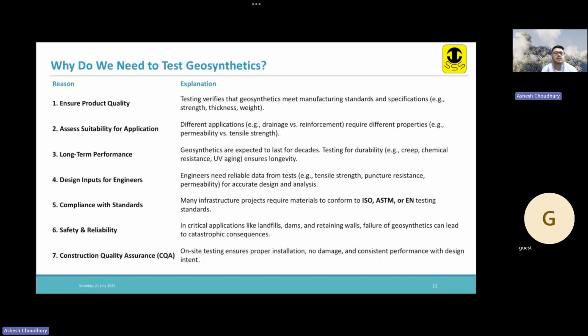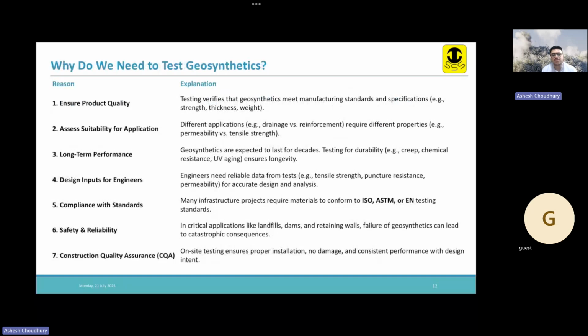Then you have to check the long-term performance. Geosynthetics are placed on the site, and they are acted upon by sun, rain, wind, everything. So you need to check whether they are durable enough or not. For that, there are also various tests: creep test, chemical resistance, UV aging, and so on. You need to ensure that it will maintain proper longevity, so that also you have to check.